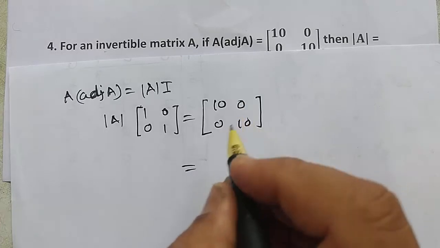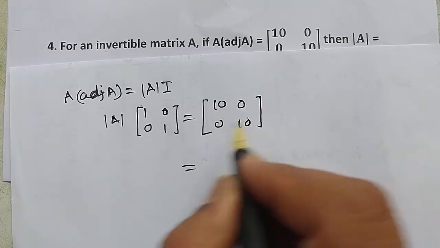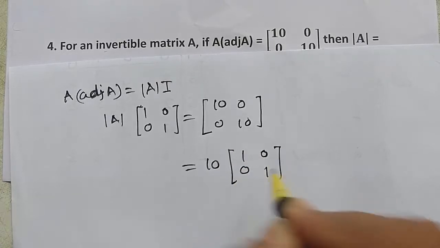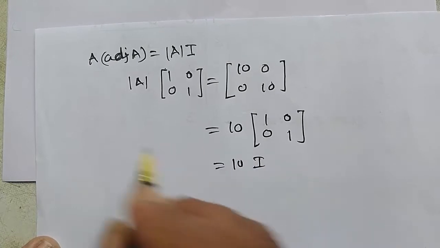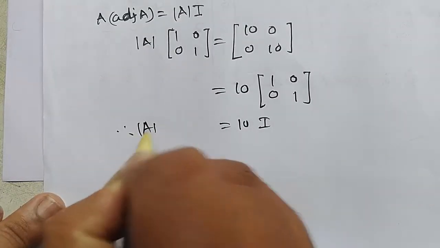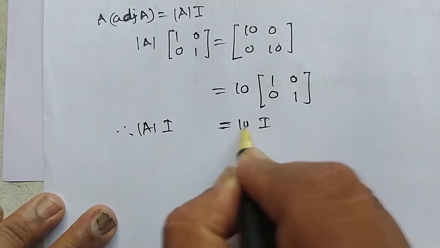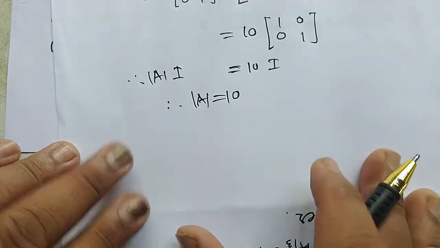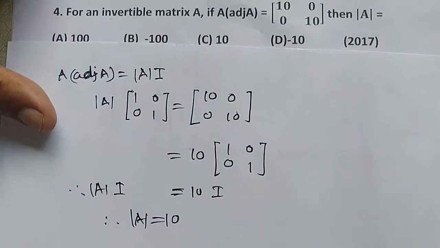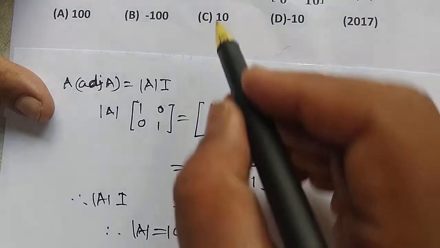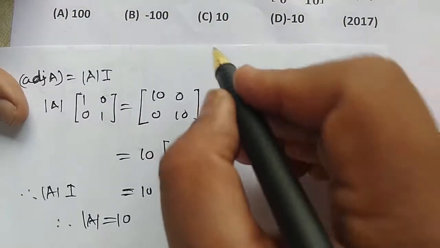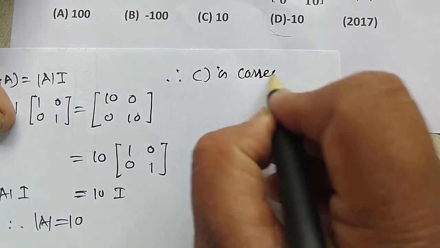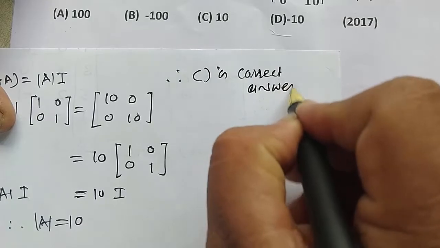So this is equal to, we can take 10 common, so 10 into the matrix 1, 0, 0, 1. So this is equal to 10 into I, and therefore determinant of A into I is equal to 10 into I. Therefore, determinant of A is equal to 10. So C is the correct answer.